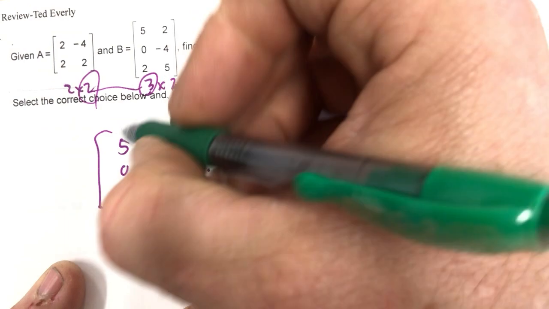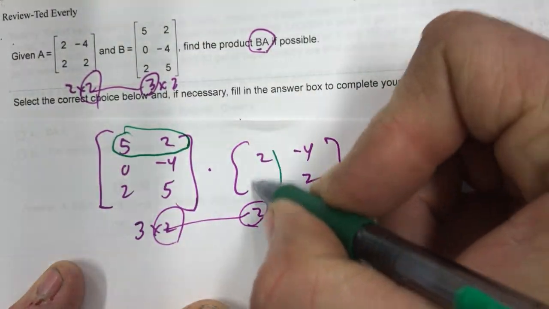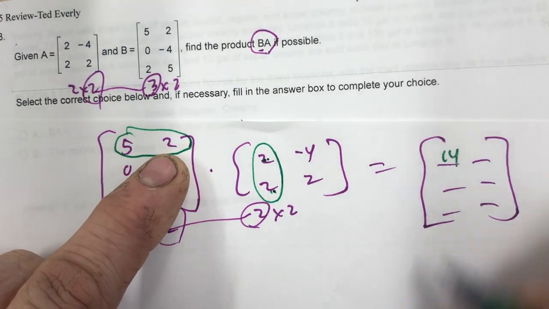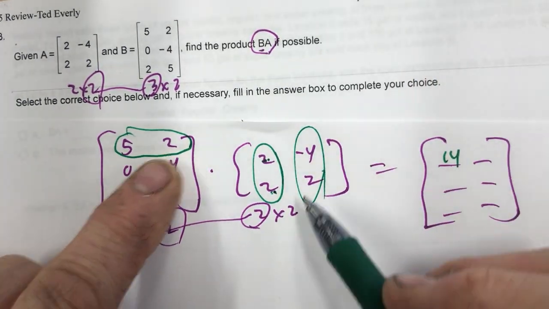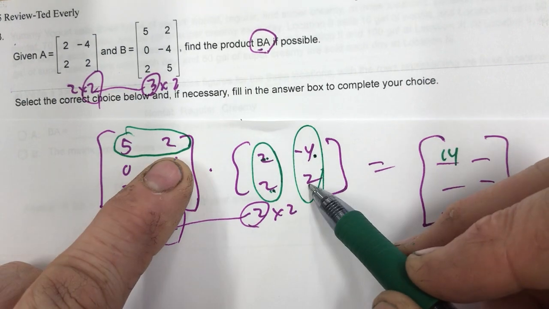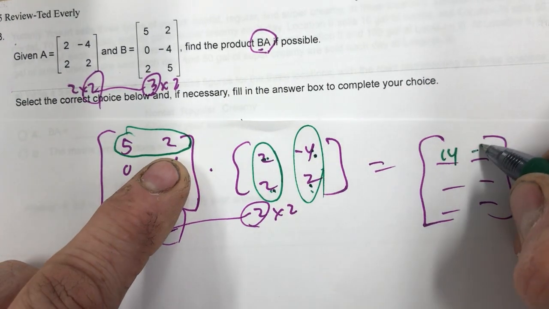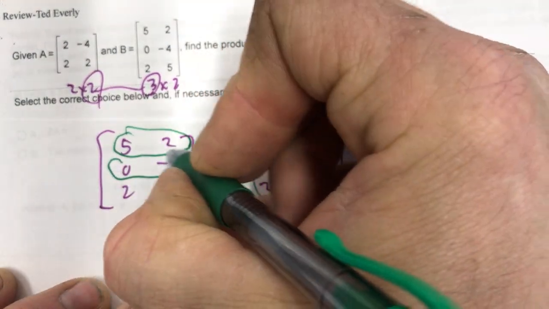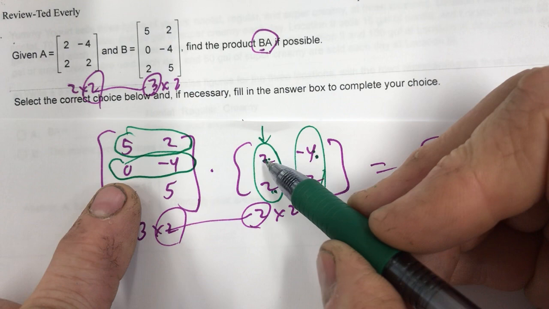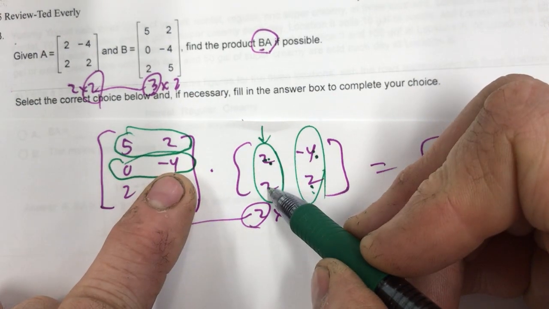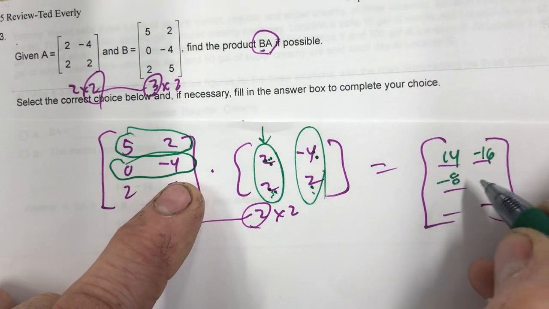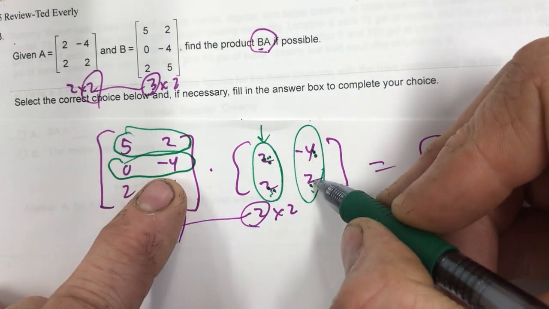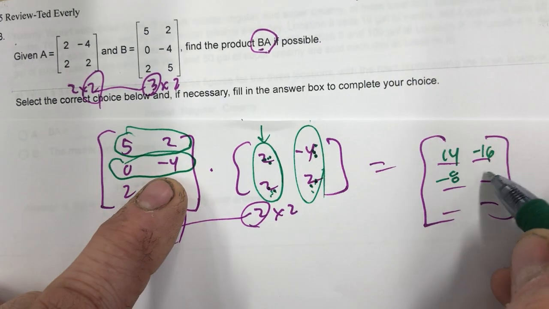So I got to do my row here times this column. 5 times 2 is 10, 2 times 2 is 4, 10 plus 4 is 14. Then I go to this column. 5 times -4 is -20, 2 times 2 is 4, -20 plus 4 is -16. We're done with that row. Now we go to this row, and I go back to this column. 0 times 2 is 0, -4 times 2 is -8, 0 plus -8 is -8. Go to this column. 0 times -4 is 0, -4 times 2 is -8, 0 plus -8 is -8 again.